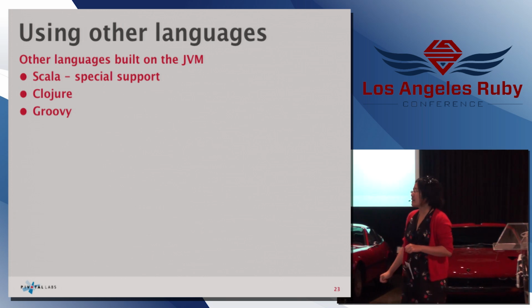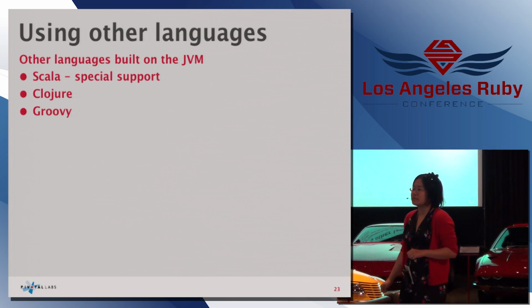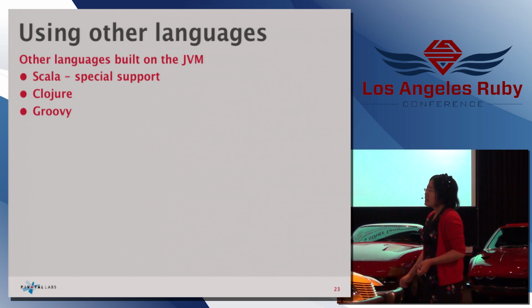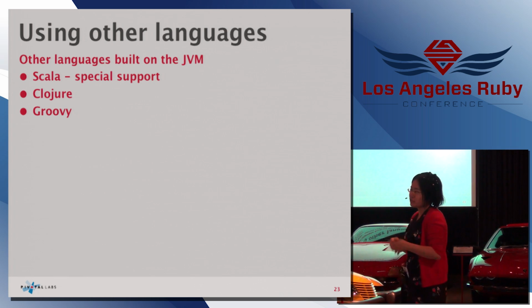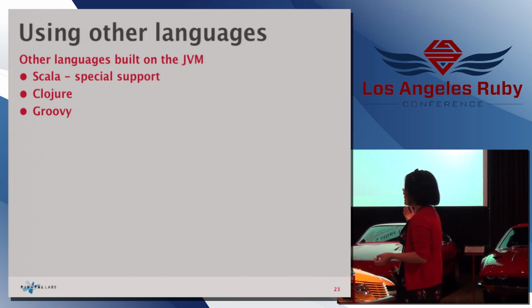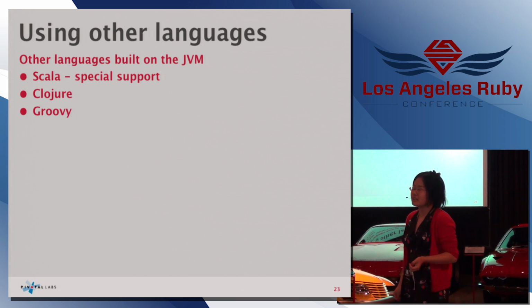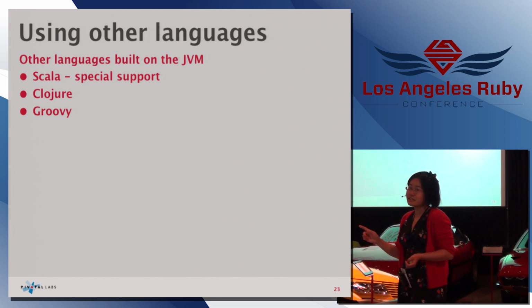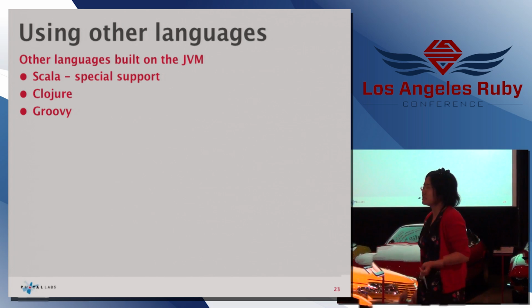Apart from that, you can also use libraries that are written in other languages built on top of the JVM, such as Scala, Clojure, and Groovy. Scala is a really popular language for functional programming, and JRuby has special support for that. And Clojure is also another really popular language. Don't tell anyone, but you heard it here first. Clojure is the new sexy.